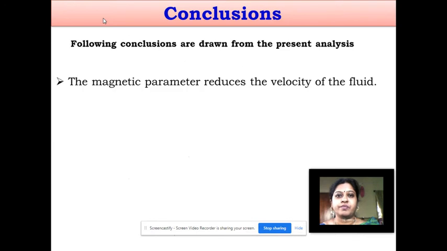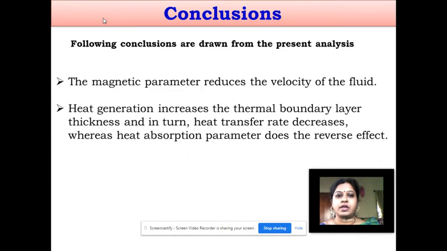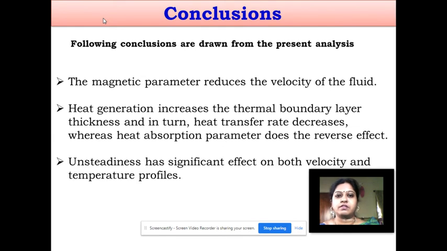So the conclusions are: magnetic parameter reduces the velocity of the fluid, and heat generation increases thermal boundary layer thickness, whereas heat absorption has the reverse effect. And unsteadiness has a significant effect on both temperature and velocity profiles.